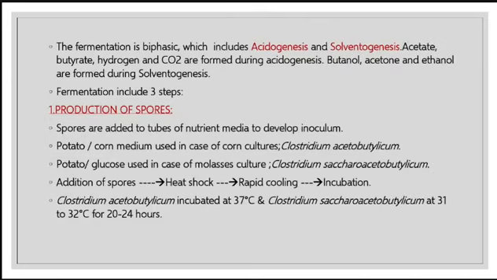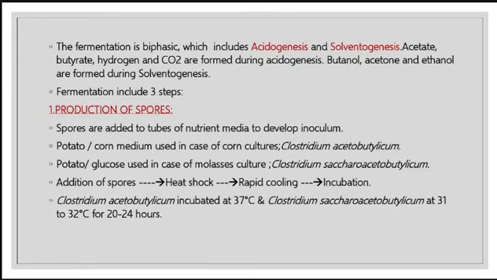The acetone butanol fermentation is biphasic, which includes acidogenesis and solventogenesis. In acidogenesis, acetate, butyrate, hydrogen, and carbon dioxide are formed. In the solventogenesis phase, butanol, acetone, and ethanol are formed. The fermentation includes mainly three steps. First step is production of spores.